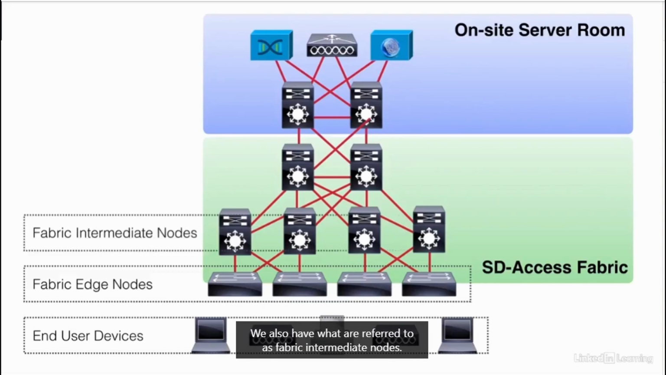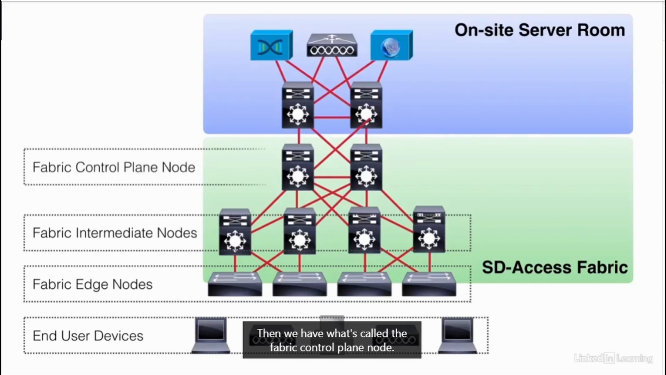We also have what are referred to as fabric intermediate nodes, and there could be any number of these nodes. These are simply the internal routers or switches that are part of the underlying physical structure. They have no role in SD Access other than providing the underlay services using protocols such as OSPF or EIGRP, for example. Remember that the underlay network isn't dependent on any specific protocol. It can be a mixture of all kinds of protocols, and that can be wired or wireless as well.